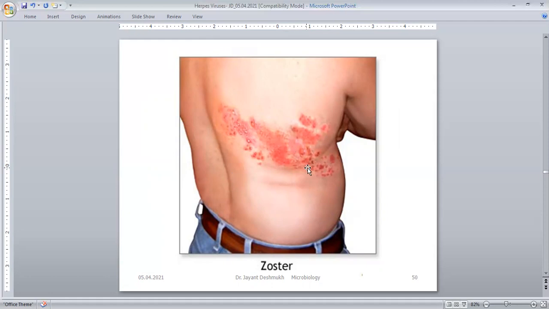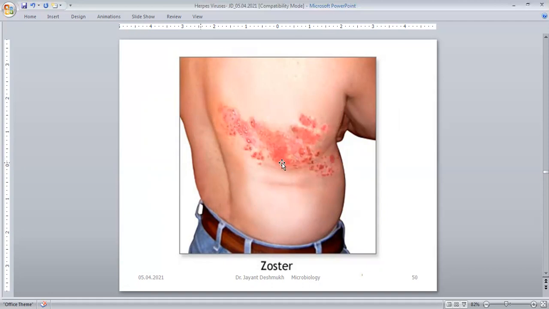But only one line, girdle-like lesions. So one line with neuritic pain, because of inflammation of the nerve. So severe neuritic pain and localized infection. Why localized infection? Only one nerve gets inflamed, and whatever the nerve supply of that area is.